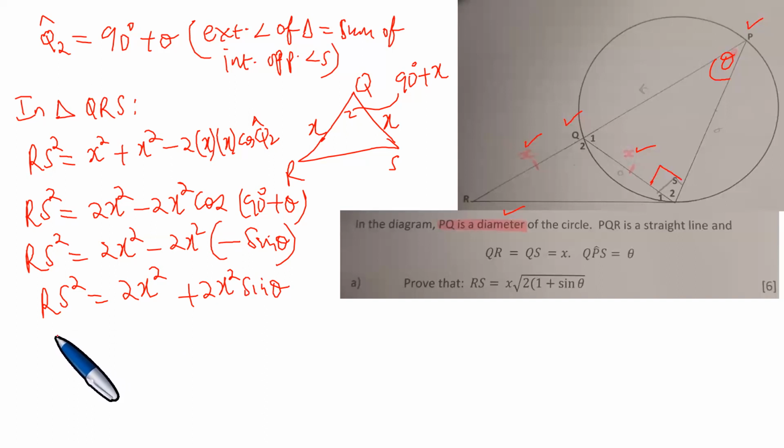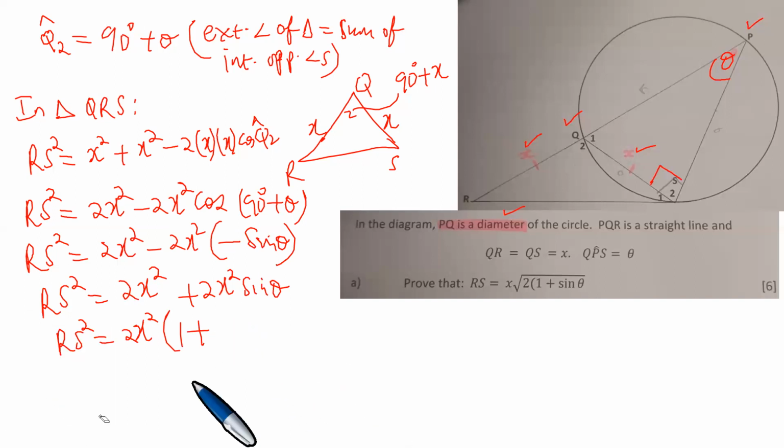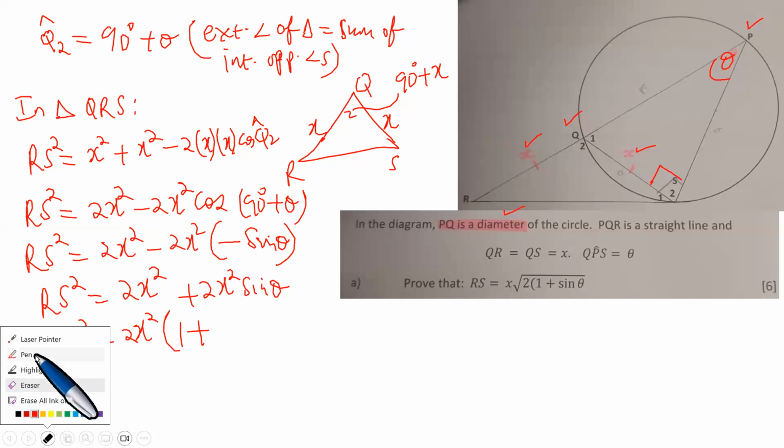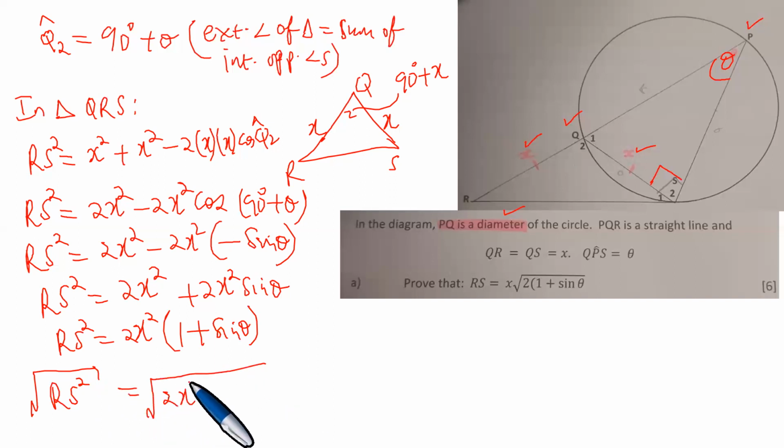From which we're able to obtain, by factoring out X squared as a common factor, or we can factor out 2X squared, and then we have 1 plus the trigonometric sine of theta, from which we're able to achieve a couple of things. So we take the square root on the left and we have RS squared. We apply the square root on the right and we have 2X squared into 1 plus the trigonometric sine of theta.